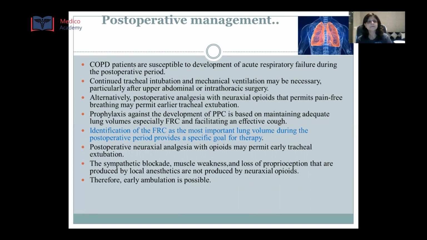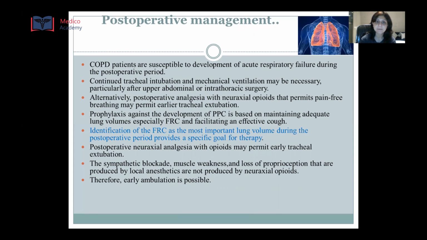Post-operative management. The COPD patients are susceptible to development of acute respiratory failure during the post-operative period. Continued tracheal intubation and mechanical ventilation may be necessary, particularly after an upper abdominal or an intrathoracic surgery. Alternatively, post-operative analgesia with neuraxial opioids, which permits pain-free breathing, might permit an earlier tracheal extubation.